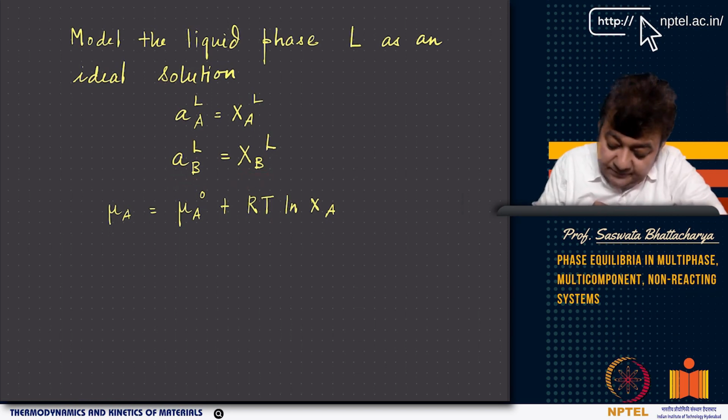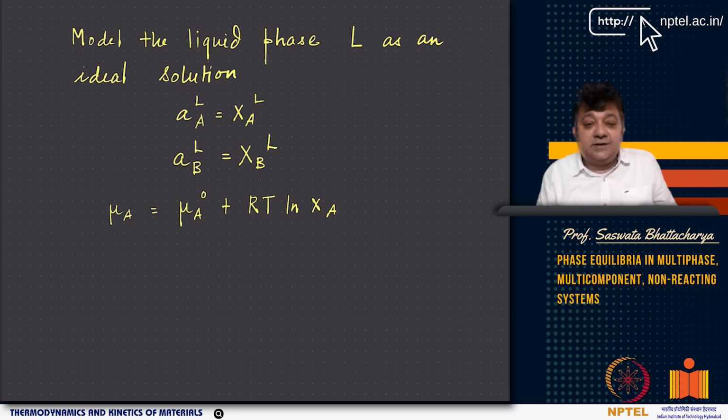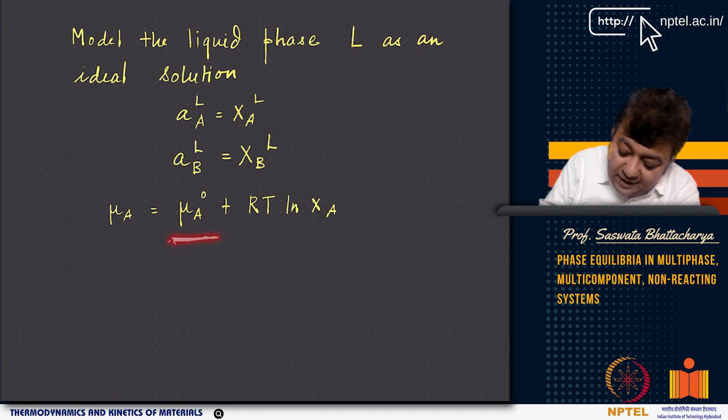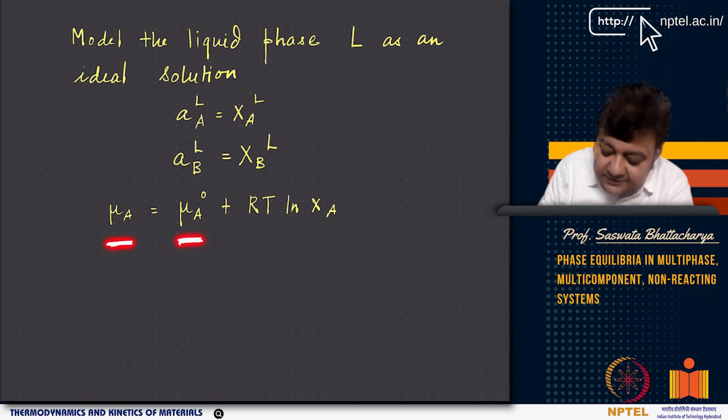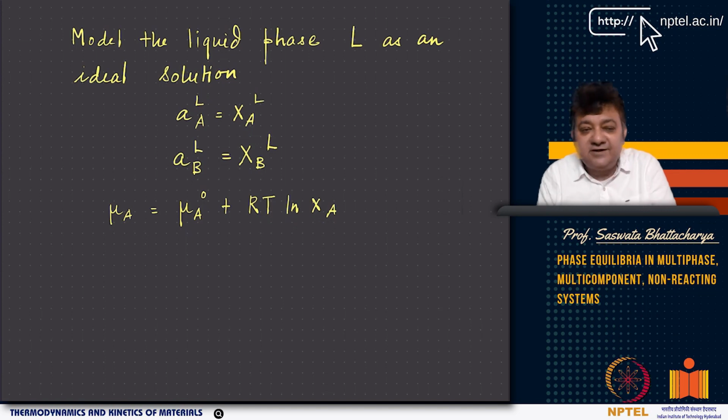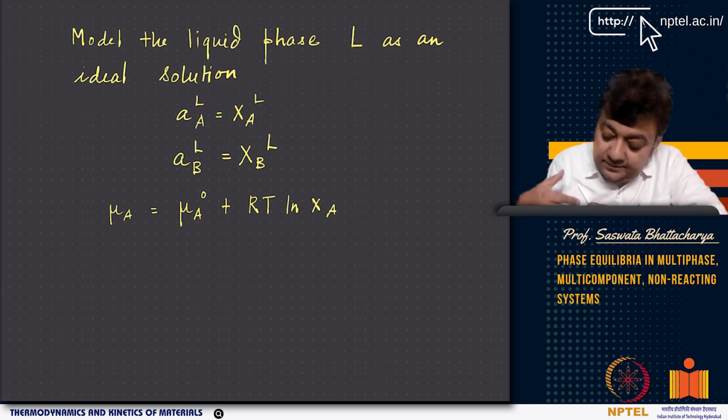Now, as you know, in the liquid phase, for example, mu A 0 is the chemical potential of A in the standard state. The standard state can be pure A, for example, a pure A solvent. If you think of a pure A solvent, the standard state is given by mu A 0. So the chemical potential of component A in the solution is equal to that of the pure solvent plus RT ln of the activity. That is the definition, and that's what we have seen so far.